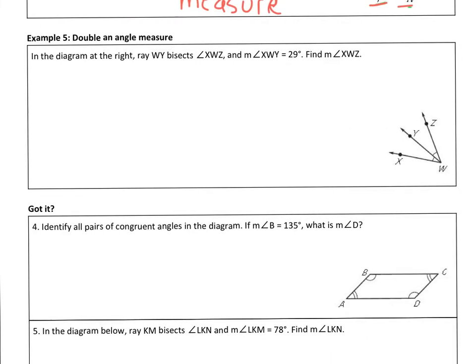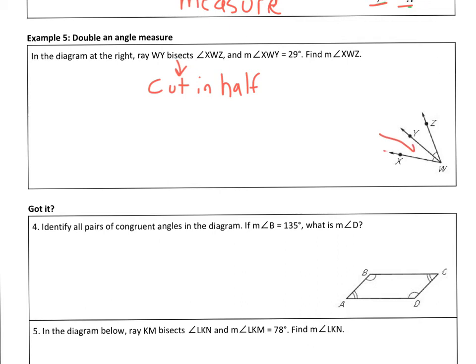So the final example that I'm going to cover and show you guys is I have a diagram where a ray, WY, is bisecting this entire angle right here, this angle XWZ. And I know I've given the measure of one of the angles. So the first thing that would be helpful is to know that bisect means to cut something in half, meaning it cuts its measure in half, okay? So that means that these two angles are congruent, and the markings show that XWY and YWZ are congruent.